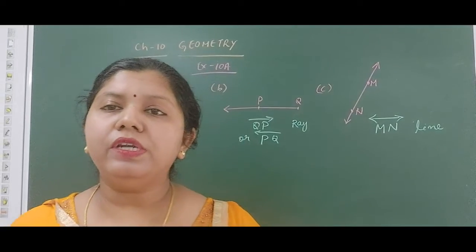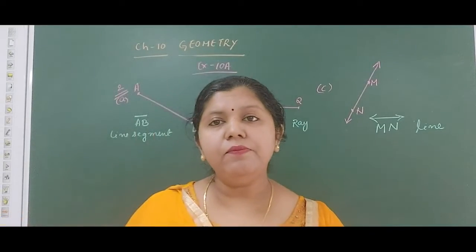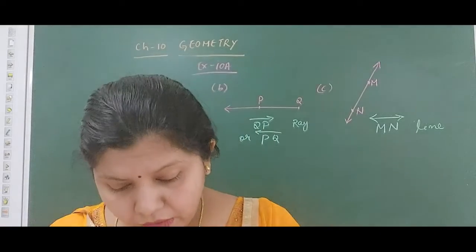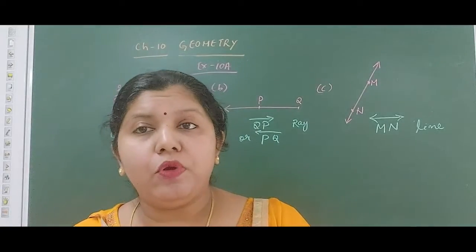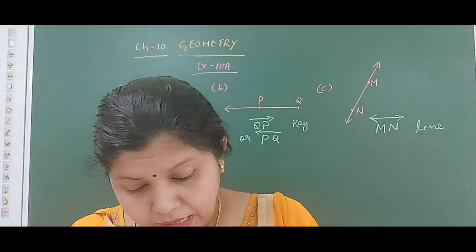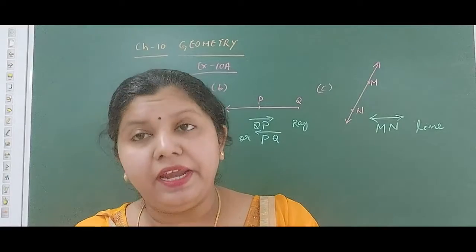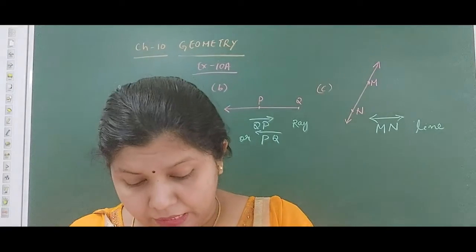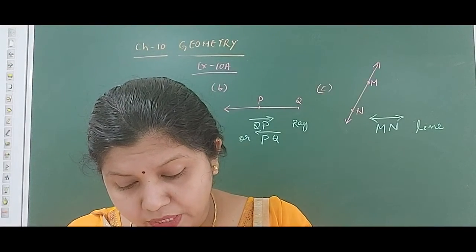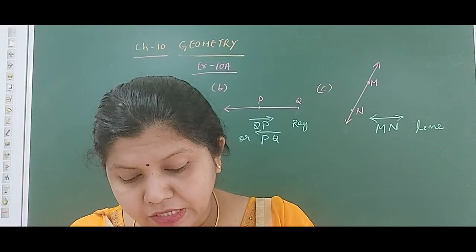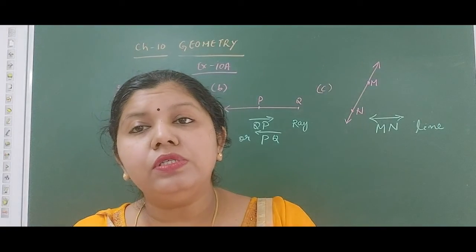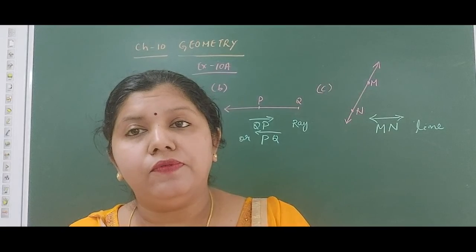Now children, question number 3 has some fill in the blanks. Like: a line segment has dash endpoints, a line has dash endpoints, a ray has dash endpoint, two lines can meet at only dash points, a dash has a fixed length. These questions you are supposed to do yourself.